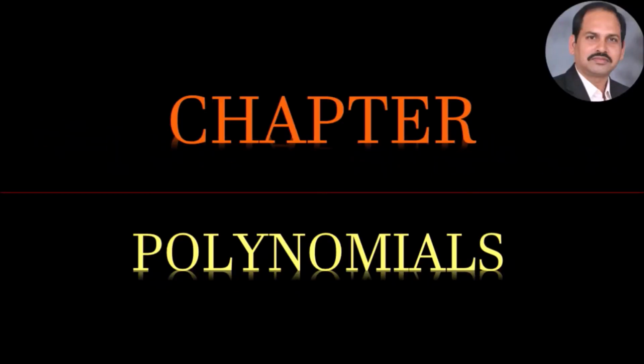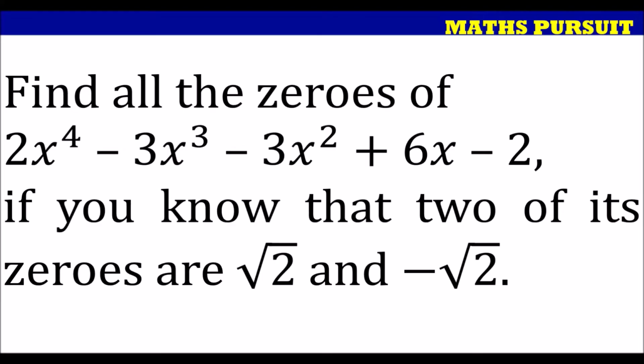Today we will look into the questions from the chapter called Polynomials. The given question is: find all the zeros of 2x^4 minus 3x^3 minus 3x^2 plus 6x minus 2, if you know that two of its zeros are root 2 and minus root 2. So guys, let us see how we can solve this question.